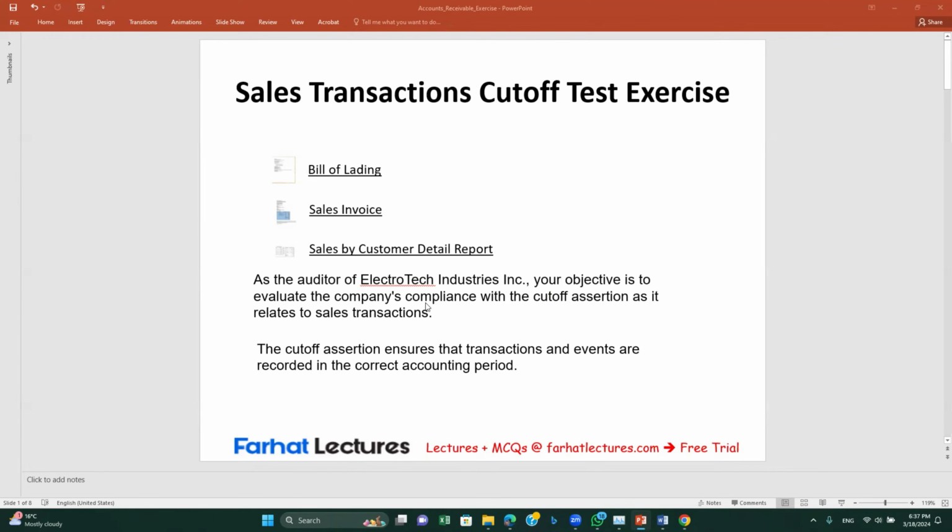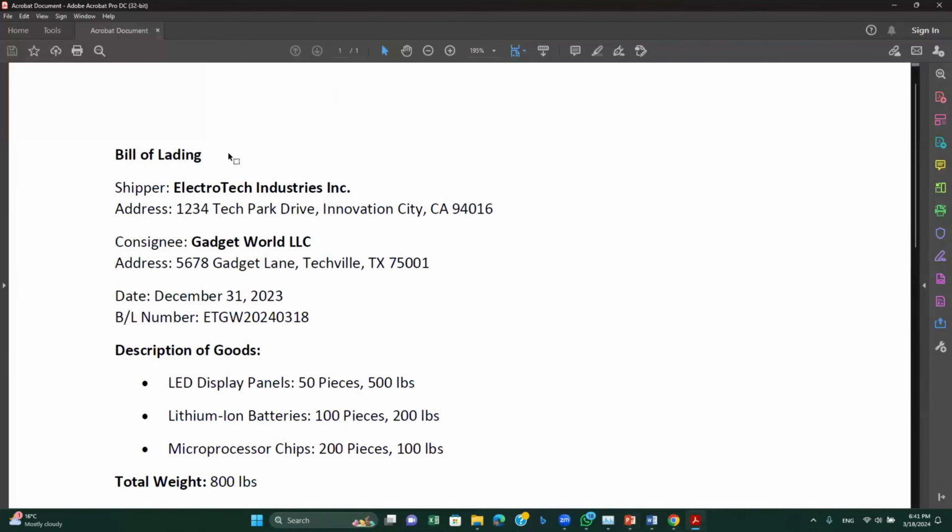In order to solve the simulation, you have to keep in mind that the cutoff assertion ensures that transactions and events are recorded in the correct accounting period. So how do we know that sales transactions are recorded in the correct accounting period? What is the information that I need to extract from the bill of lading in order to test the cutoff assertion? So I'm going to open the exhibit.